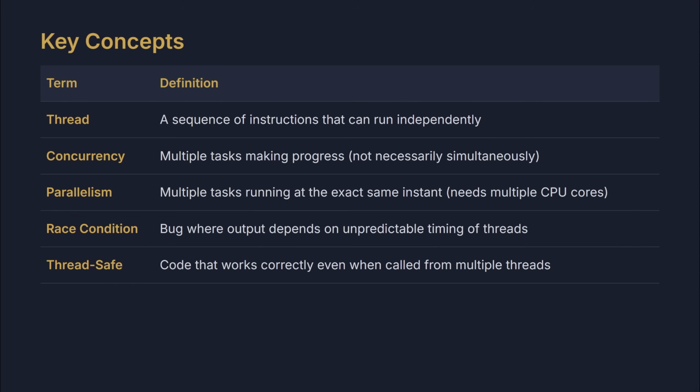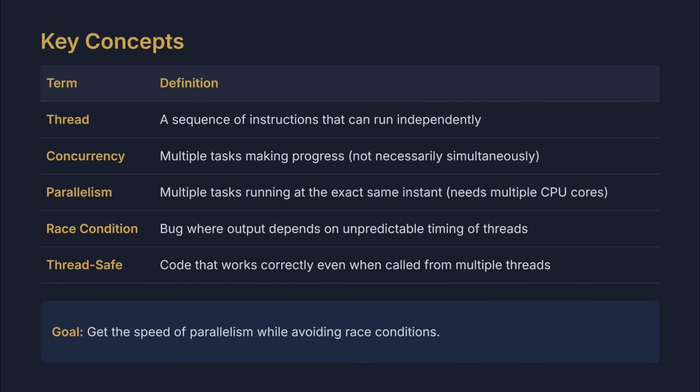When it comes to multi-threading, we have a couple of key concepts. A thread is a sequence of instructions that can run independently. Concurrency means multiple tasks making progress, not necessarily simultaneously. Parallelism means multiple tasks running at the exact same instant, and that needs multiple CPU cores in order to work. A race condition is a bug where output depends on unpredictable timing of threads, and thread-safe means code that works correctly even when called from multiple threads. The goal is to get the speed of parallelism with multi-threading while avoiding race conditions.